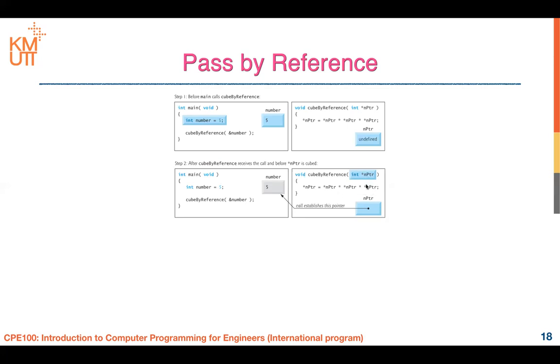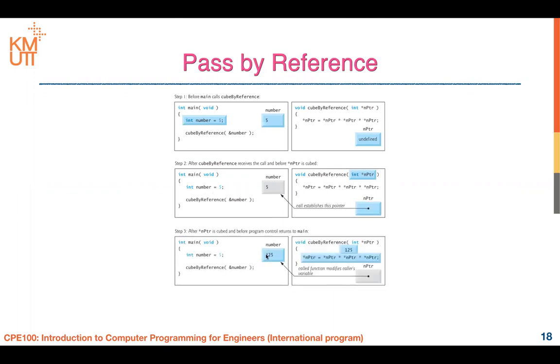So once you change, star NPTR multiplied by star NPTR multiplied by star NPTR, you will get 125, right? And 125 will be assigned to what? To the value of the address of NPTR. This one, star, is the value at the address of NPTR. So 125 will be changed here. The called function modifies the caller's variable. This one means the value that the address NPTR points to, that is the value here, will be changed to 125. So that's all.